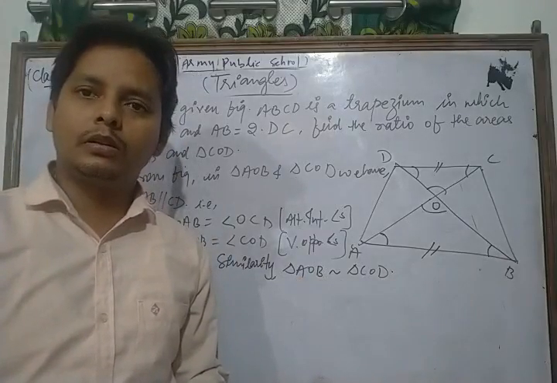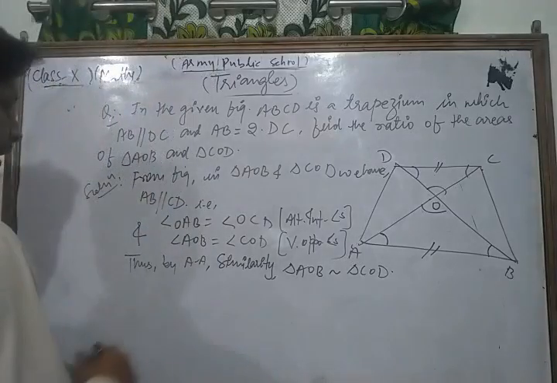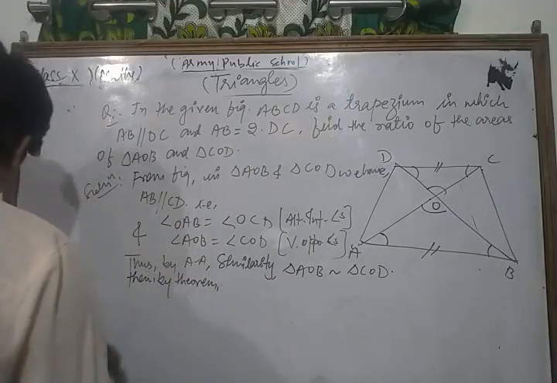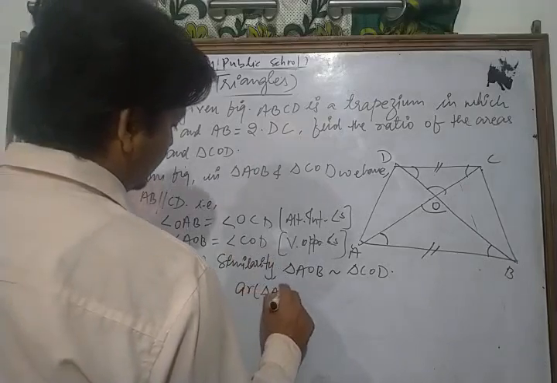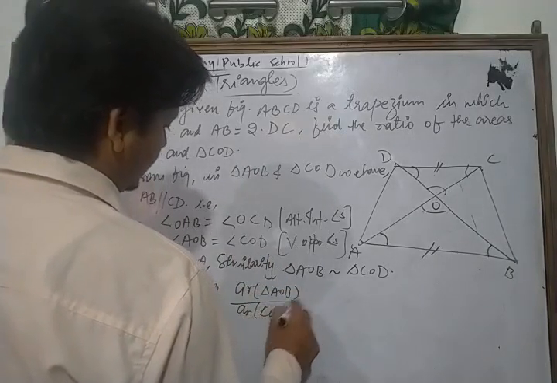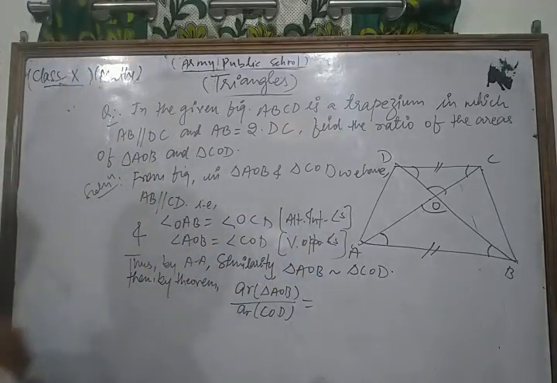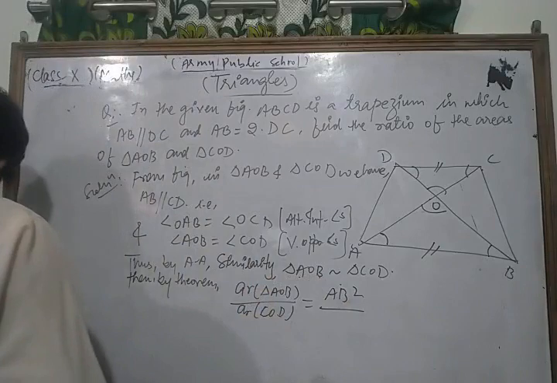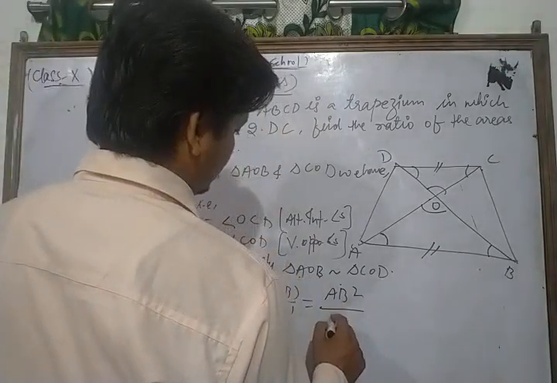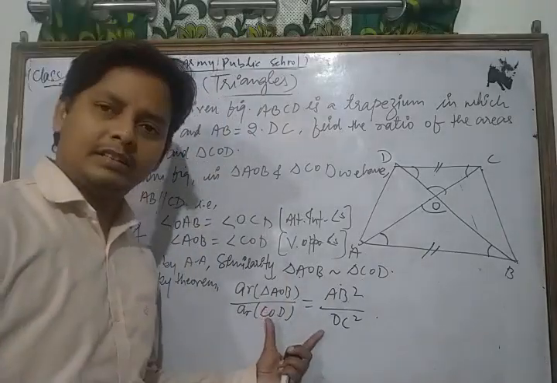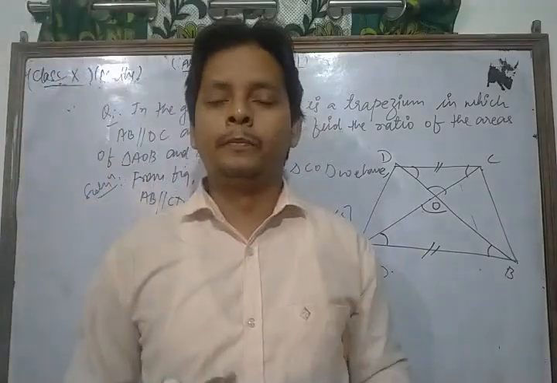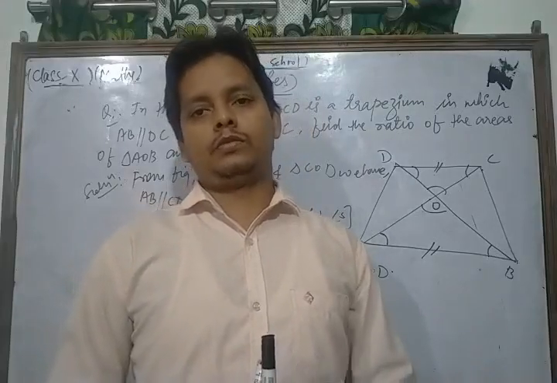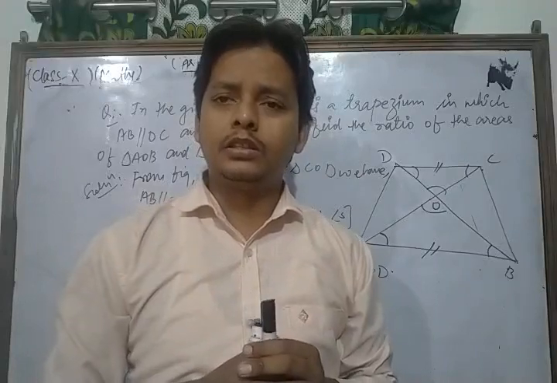Now, according to the theorem, if two triangles are similar, then the ratio of the areas of the two triangles, area of triangle AOB upon area of triangle COD, is equal to the square of the ratio of two corresponding sides, means AB square upon DC square. This is one of the most important theorems.